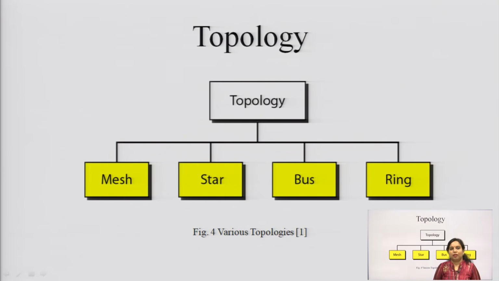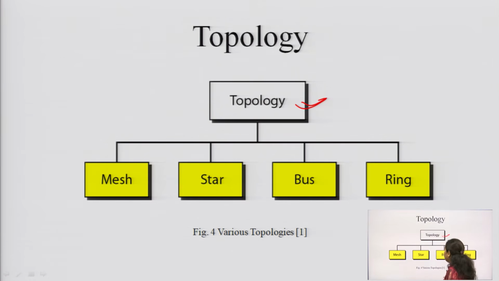Now, we have seen data communication, how the communication is being done with different types of systems like simplex, half duplex and full duplex. Now, we will see how the devices are connected in a particular network. That is known as topology. Topology means if there are 4 devices, how these 4 devices are connected to form a network.